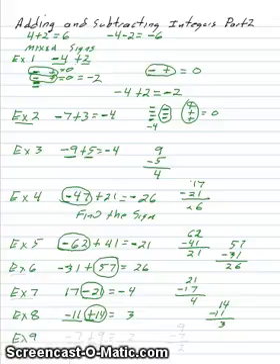Example 9. Negative 7 plus 9. Negatives, positives. 9 minus 7 is 2. The 9 is positive. We have more positives than negatives than negative 7. So it's a positive 2.